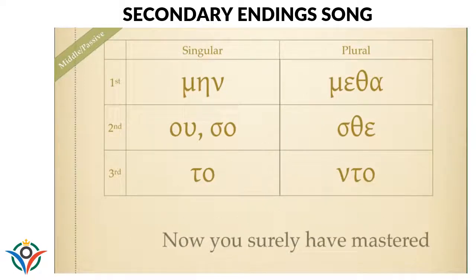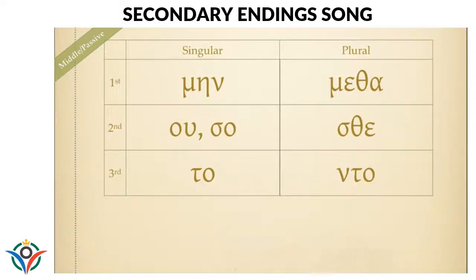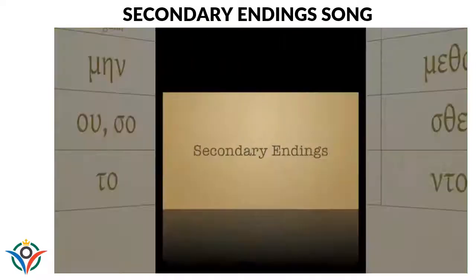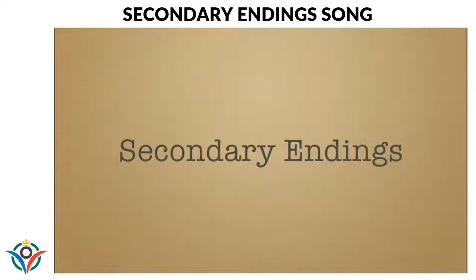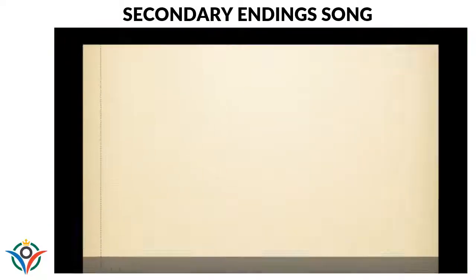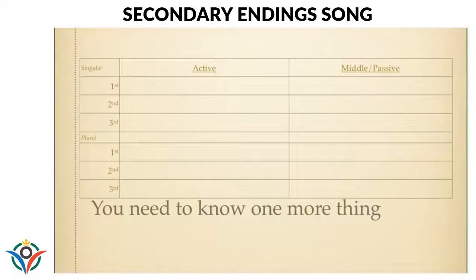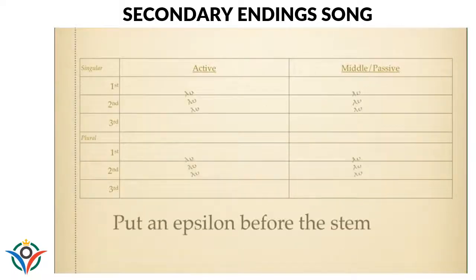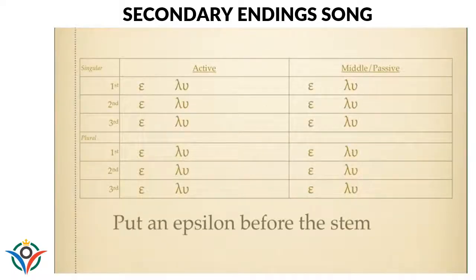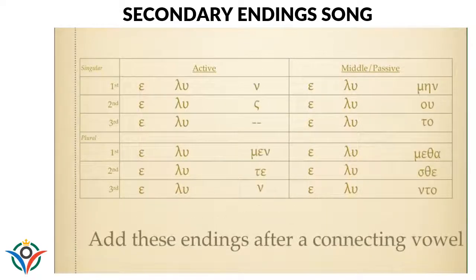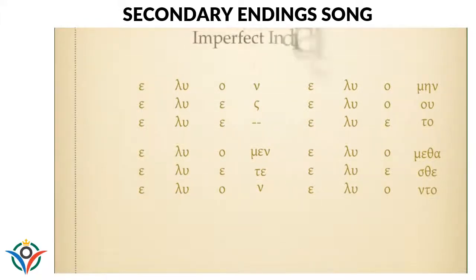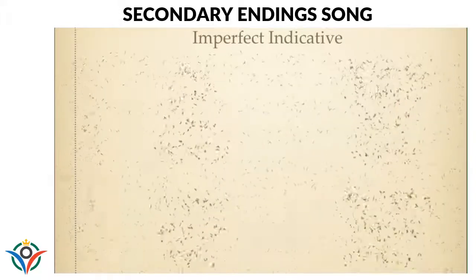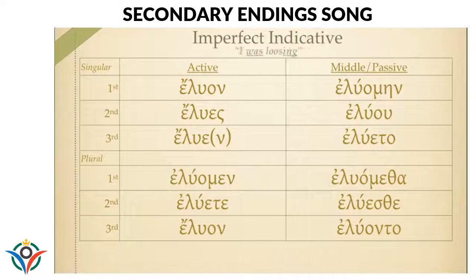Now you surely have mastered secondary endings. You need to know one more thing: put an epsilon before the stem. Add these endings after a connecting vowel, and you've made the imperfect indicative.